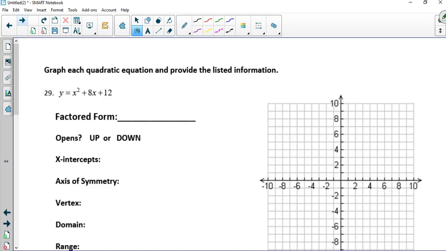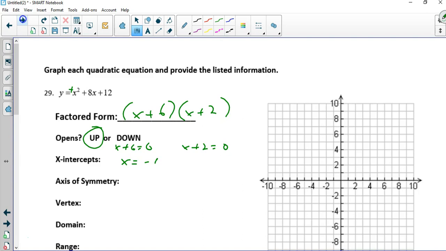Okay, on to the last page here. We're going to factor this. We need two numbers that multiply to give us 12 that add up to 8. Well, that's going to be plus 6 and plus 2. Now, since this is positive, it's a happy parabola, which is opening up. The x-intercepts, we set these both equal to 0. So x plus 6 equals 0, x plus 2 equals 0. X is negative 6 and negative 2.